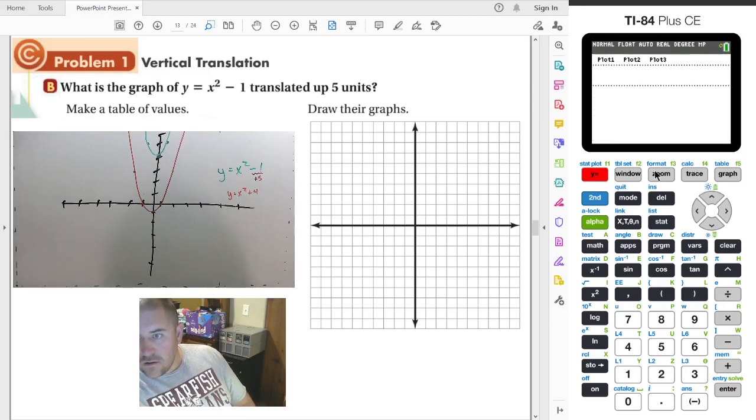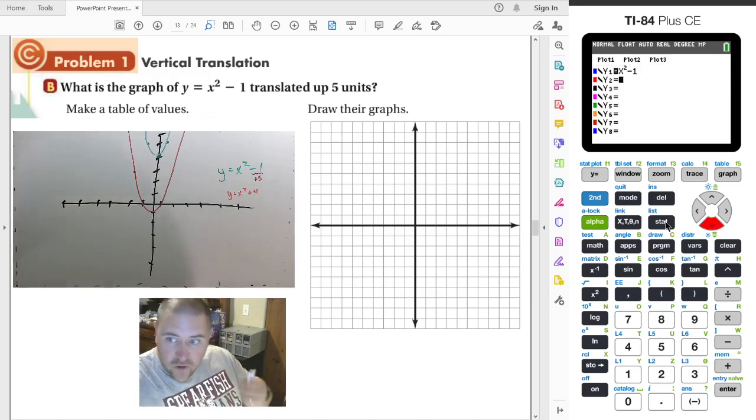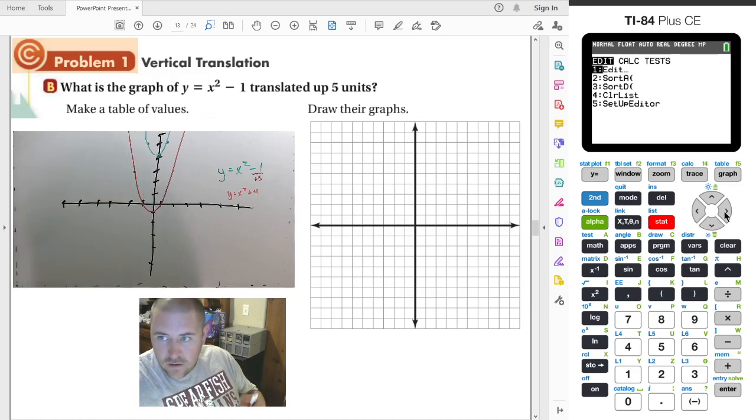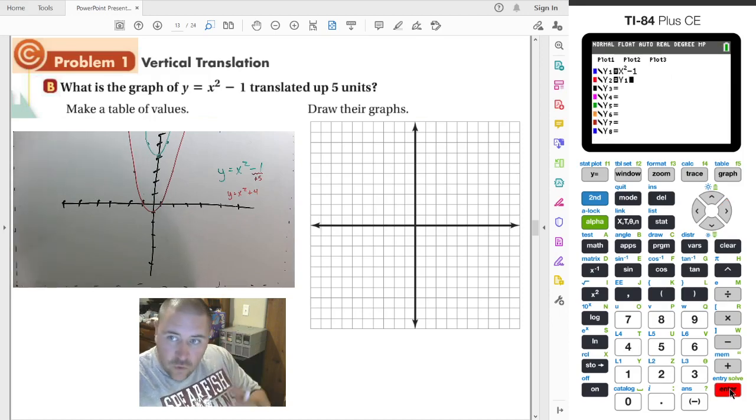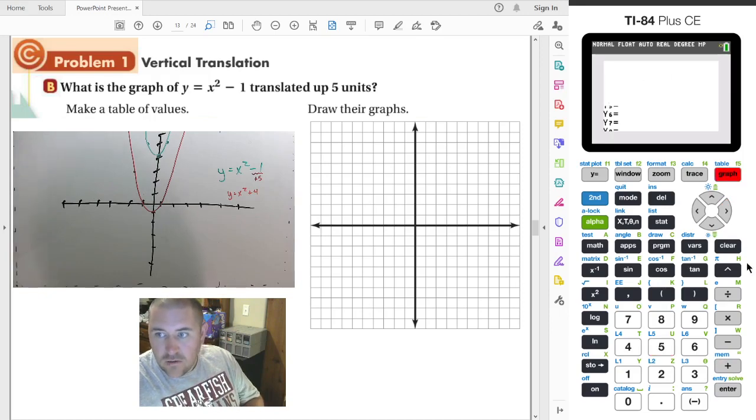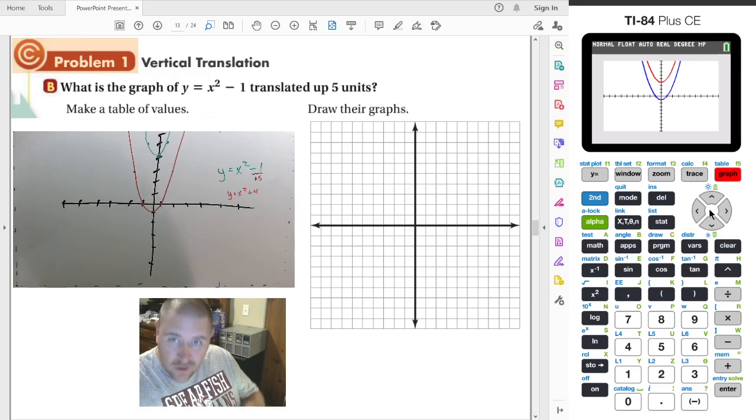I can go down here, and remember when we did that whole storing using variables and all that? I can literally say variables, the y's, the function y1. I can take the original equation and add 5 to it. Okay, so you get original and then add 5 to it. It goes up. Okay.